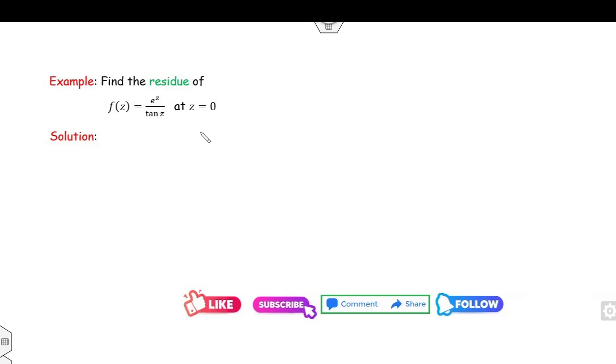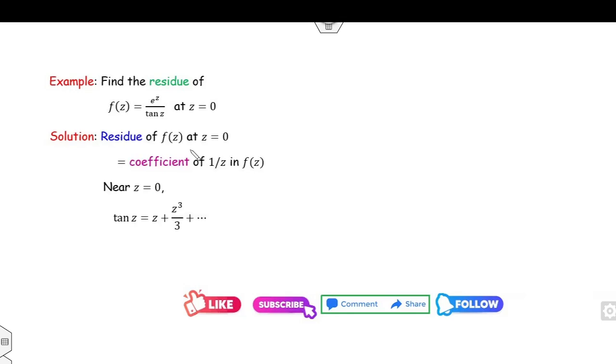Okay, find the residue of the function. Again, our target is to write the given function with respect to z minus 0. It is already there. Fine. So let's start with the tan z expansion, fine, because it's a special function. So do you all know the expansion of tan z? z plus z cube over 3, z to the 5 over 5 and so on.